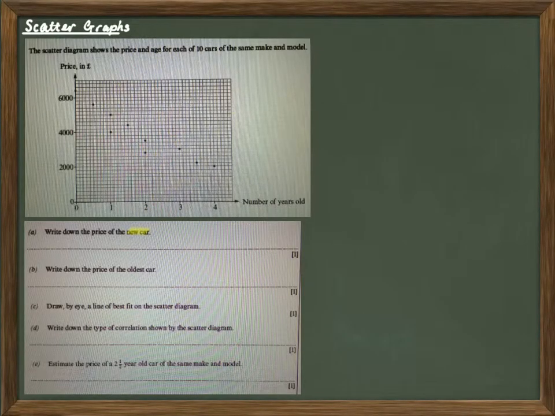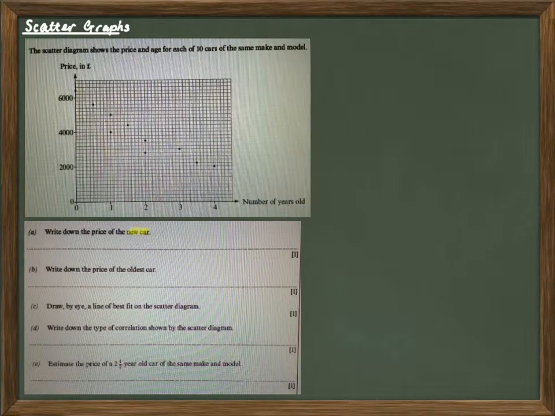Right, the next topic we're going to have a look at from the GCSE Foundation papers is scatter graphs. Now these come up fairly often, so it's definitely something worth learning. They do tend to be quite standard, apart from part D where it asks about correlation, but we'll talk about that in a minute. Okay, the actual question is about 10 cars, and it's looking at basically what their price is compared to how old they are, okay? And you assume that they're all the same make and same model car.